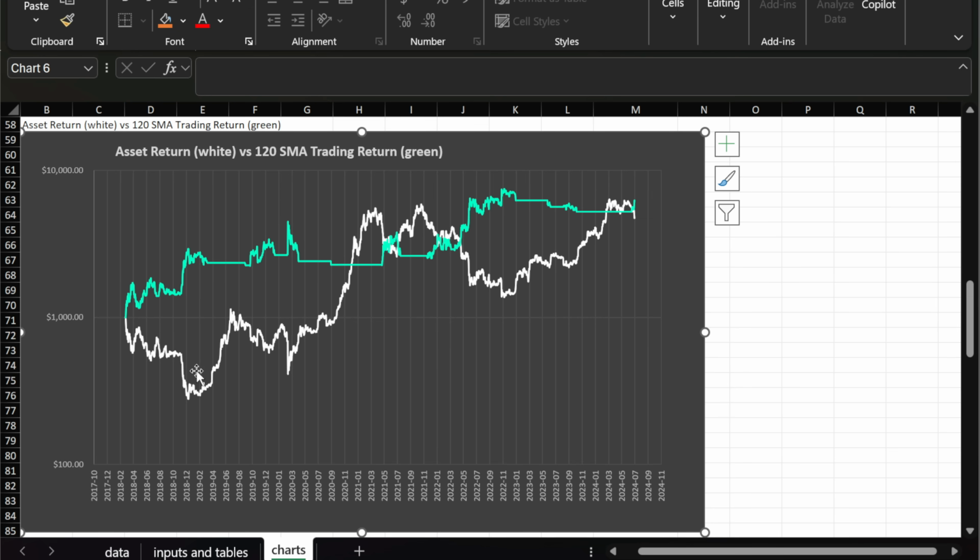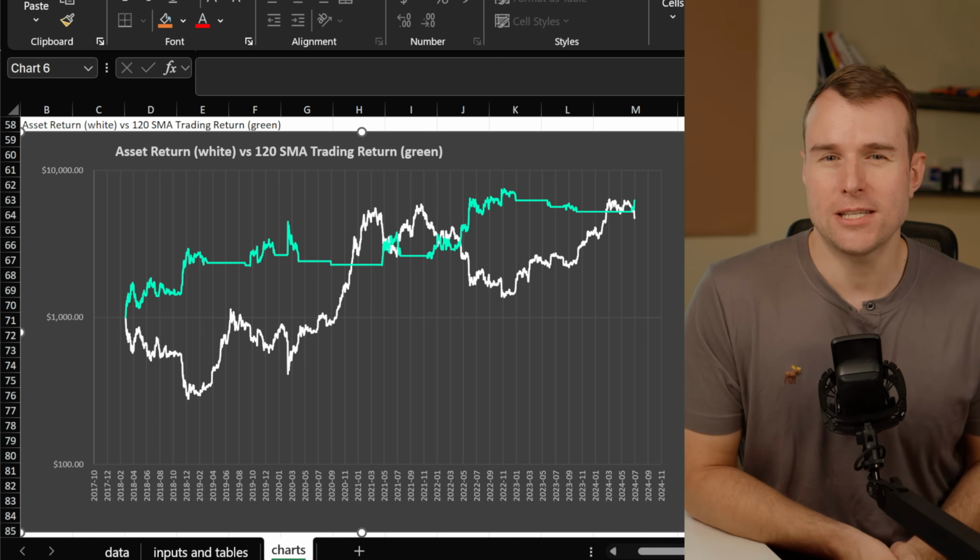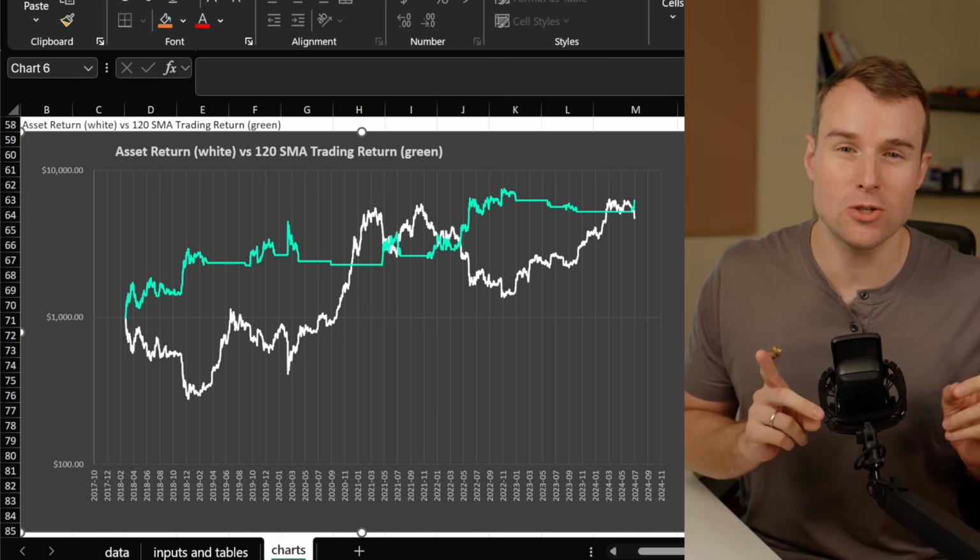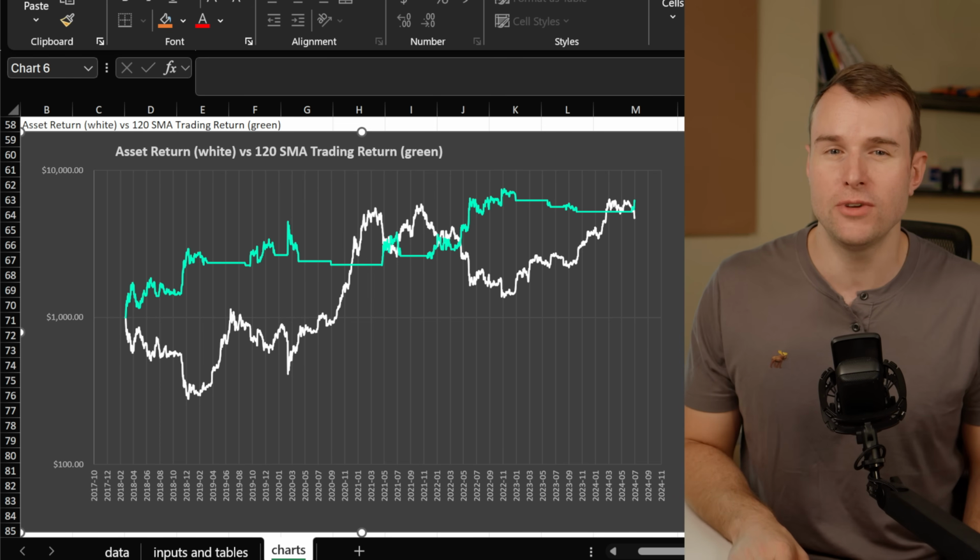And notice how we do not participate whenever the Bitcoin price is going up. We're just in cash, but we do make money during the bear market. Now, what I find fascinating about this chart is that it shows how strong the 120-day simple moving average is.